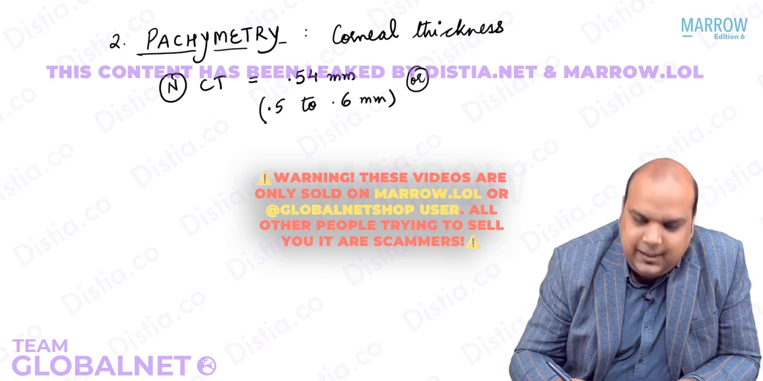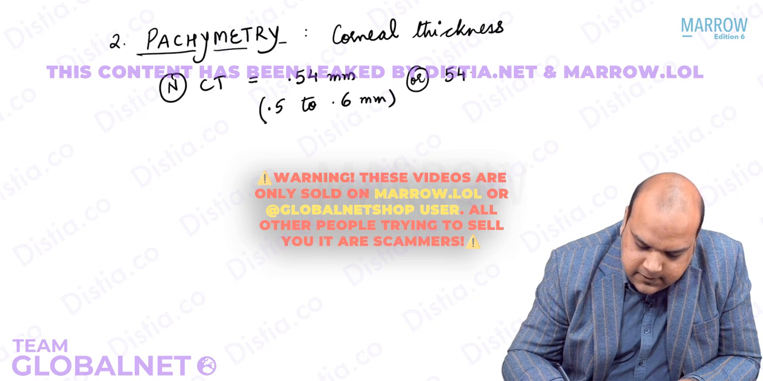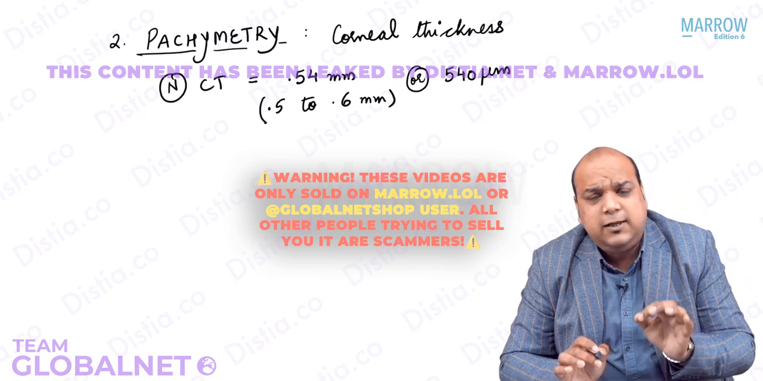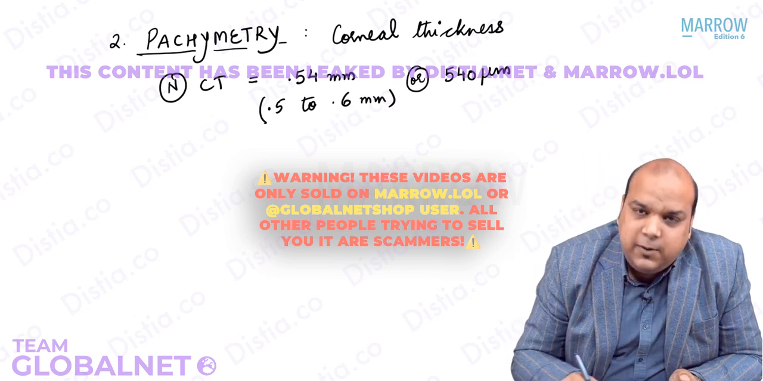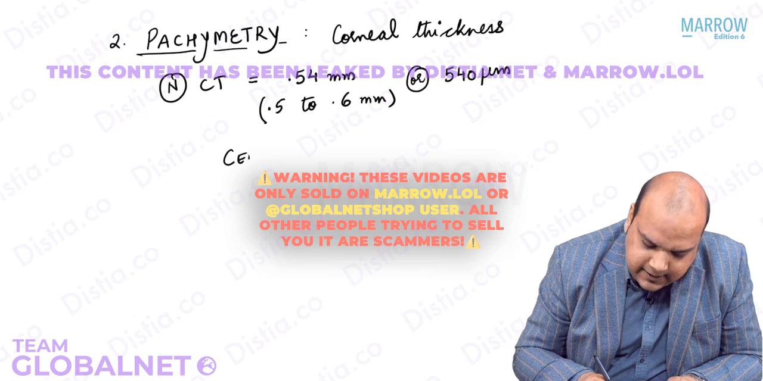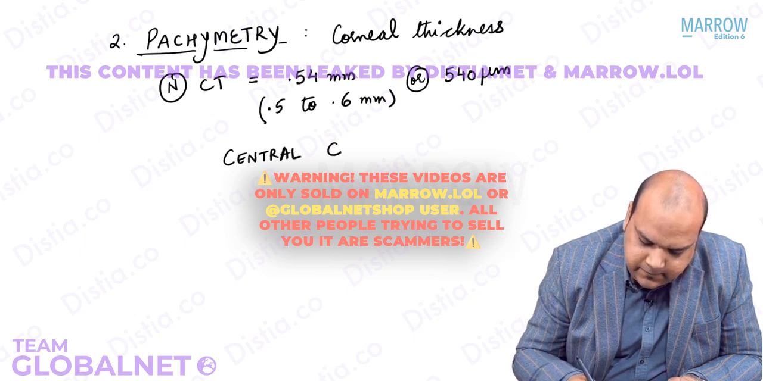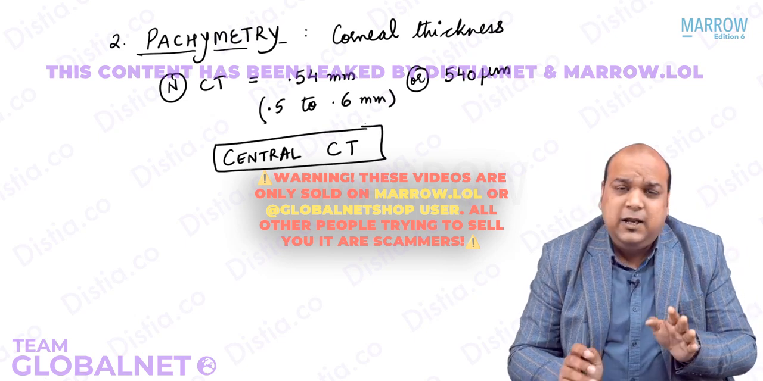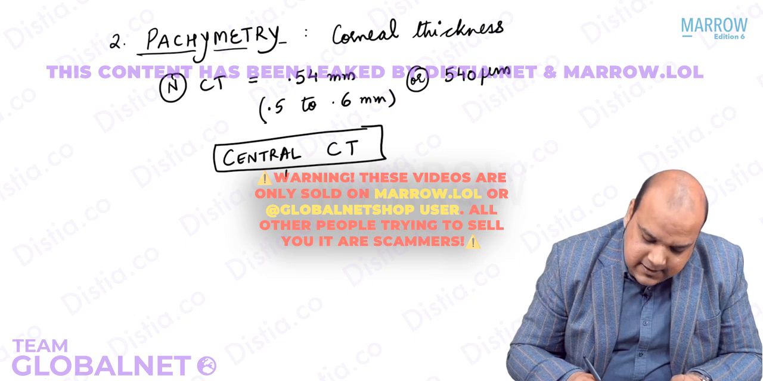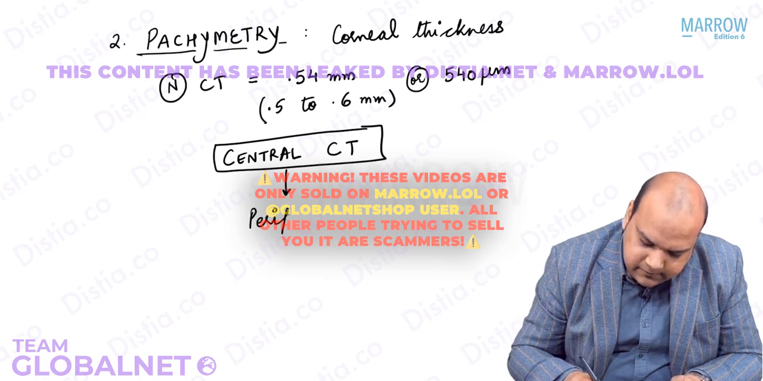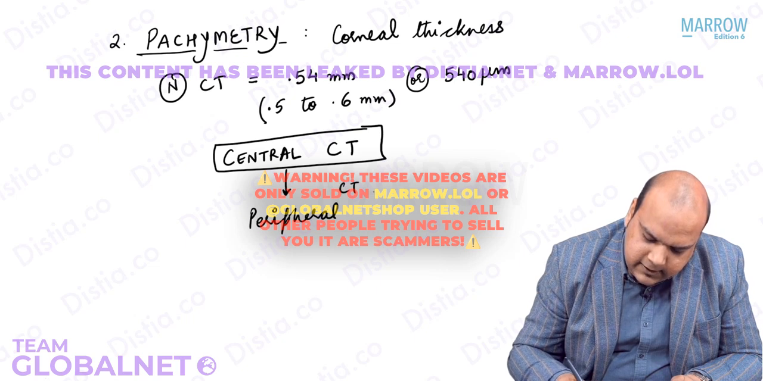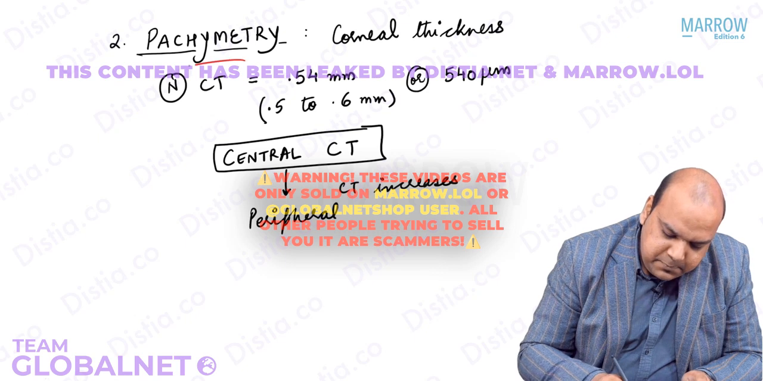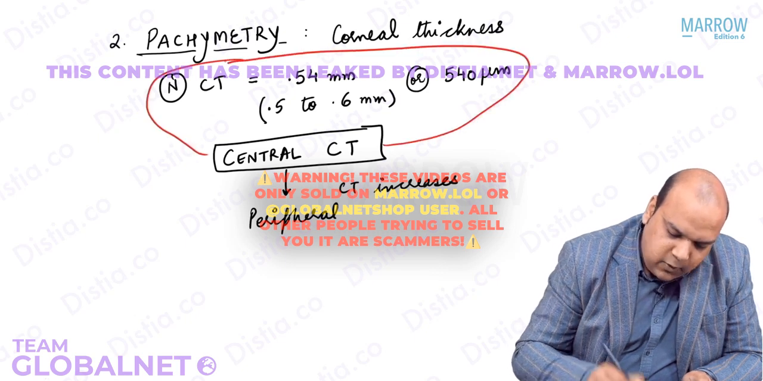Or, if we say it in another mathematical term, it becomes 540 microns. That is the normal corneal thickness of the cornea. Remember, when we are talking about these figures, this is the central corneal thickness. We are majorly concerned with the central corneal thickness. Apart from that, corneal thickness will increase from central to peripheral. Am I clear? So all these figures pertain to the important central corneal thickness.